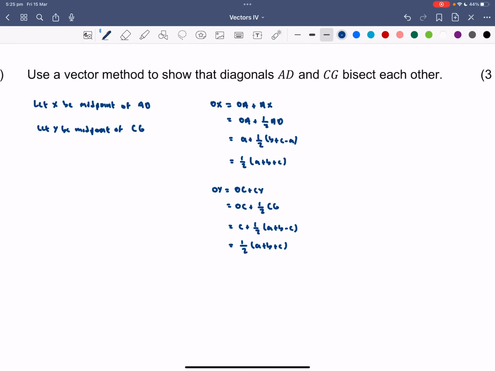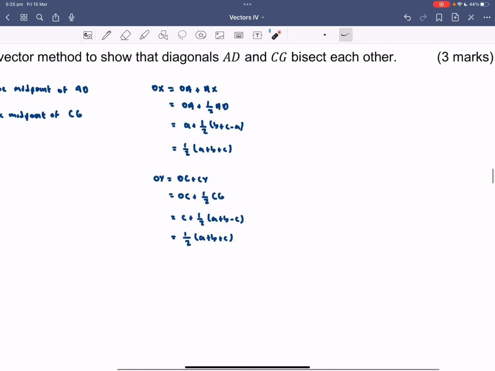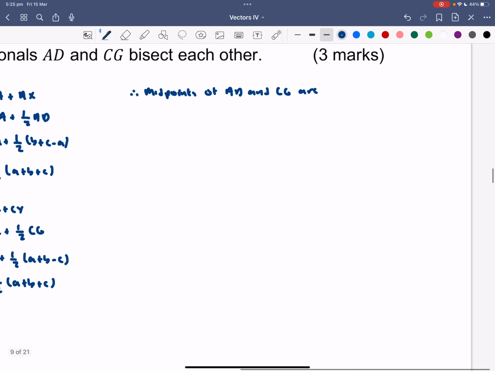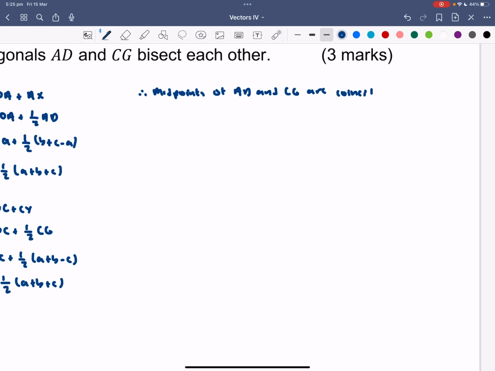Wow, that's pretty cool. The midpoint of AD and the midpoint of CG have the same position vectors. So we can write that therefore the midpoints of AD and CG are coincident. In brackets, they have the same position vector. Another way of saying that is that therefore AD and CG bisect each other.